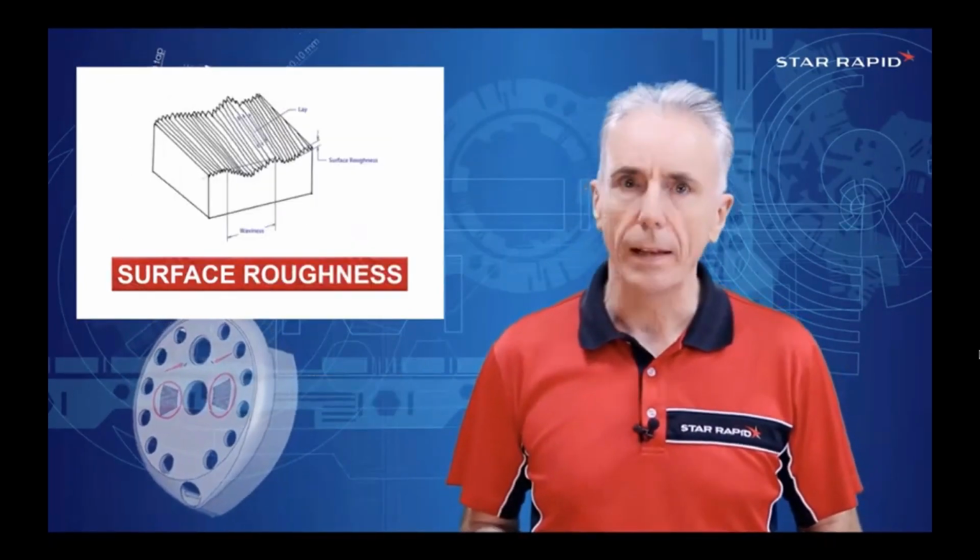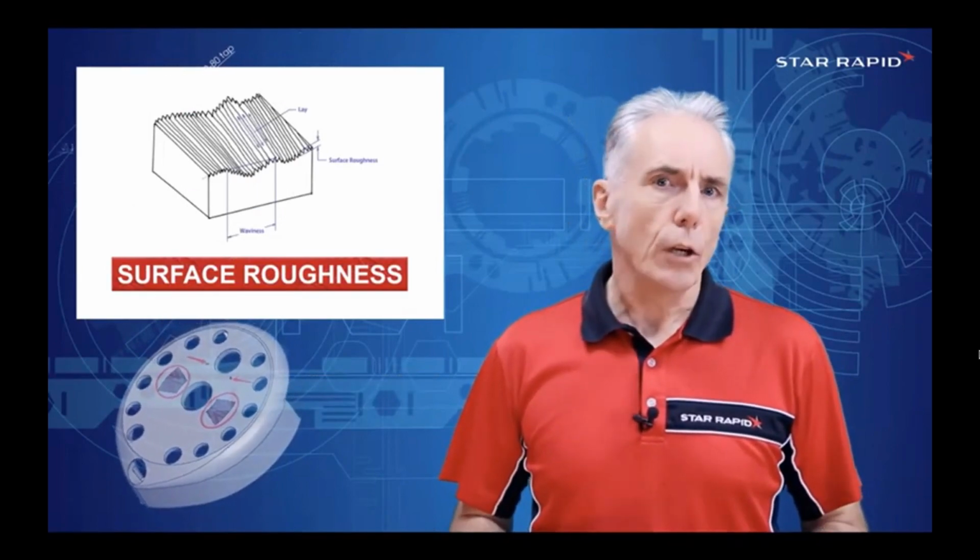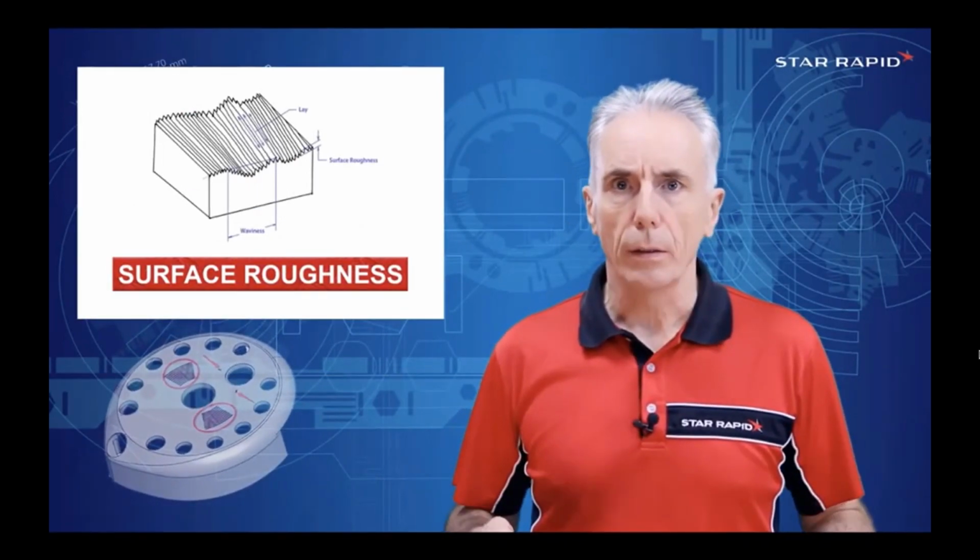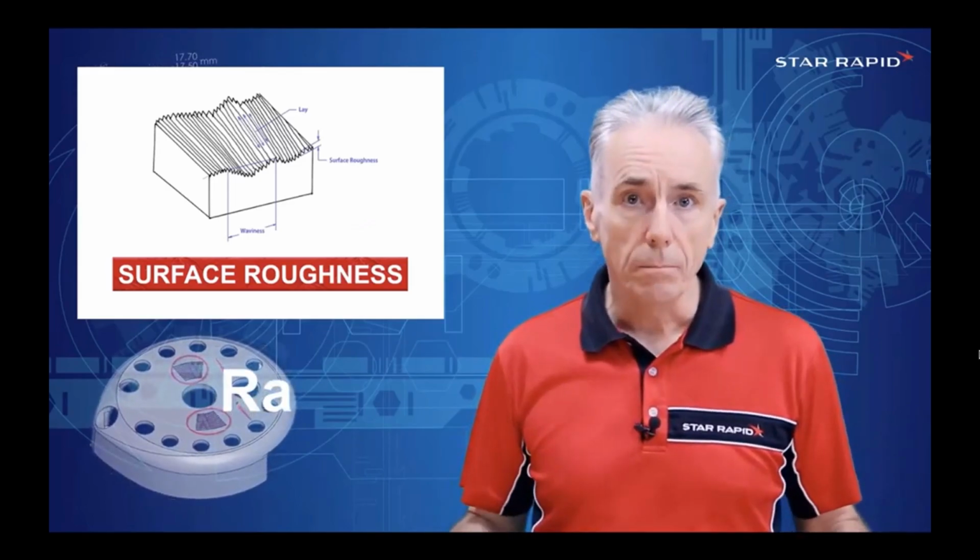What about surface roughness then? Surface roughness is a bit different. This is quantifiable using a numerical unit called RA or Ra.